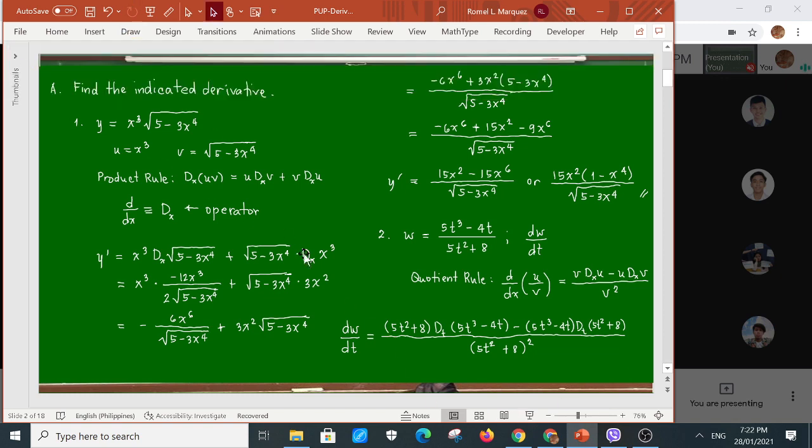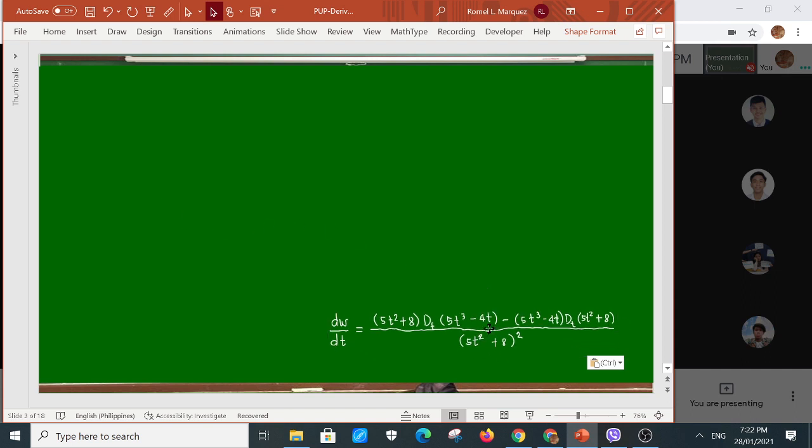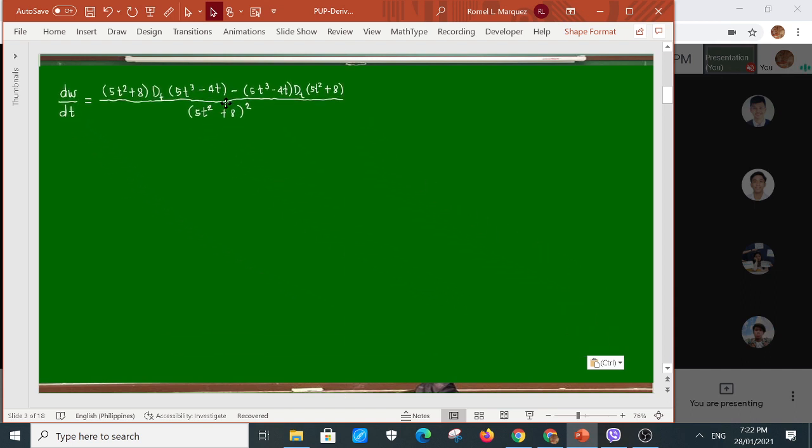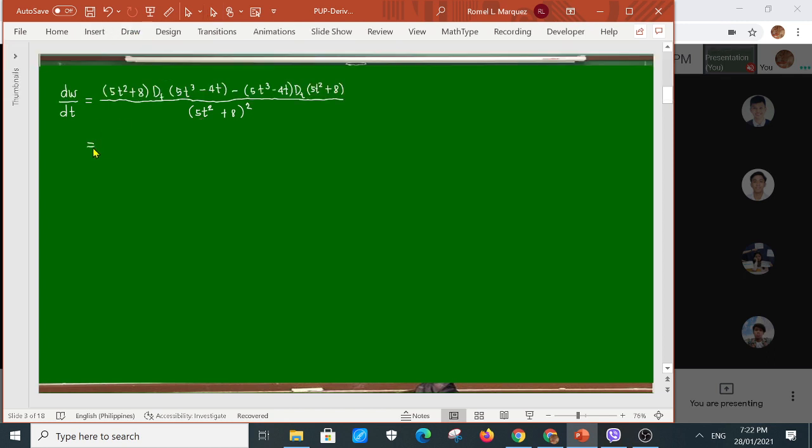Let me copy that because I'm going to move to the next slide. Let's now get the derivative. Copy 5t squared plus 8. Get the derivative. So there is no more derivative symbol after performing the differentiation.